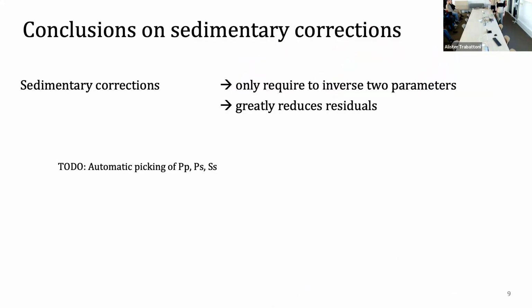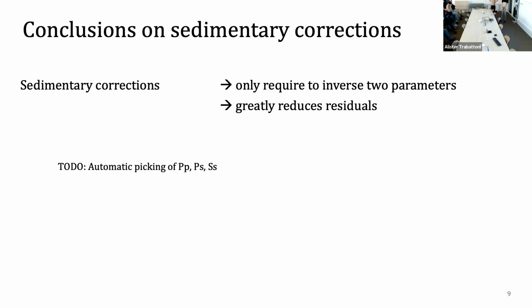So, conclusion. This method only requires two parameters to invert, and it greatly reduces residuals. But what we still need in order to apply it in a massive way is an automatic way to pick those phases, because for now we did it manually. It was a lot of work. So we're working on an automatic picker also.